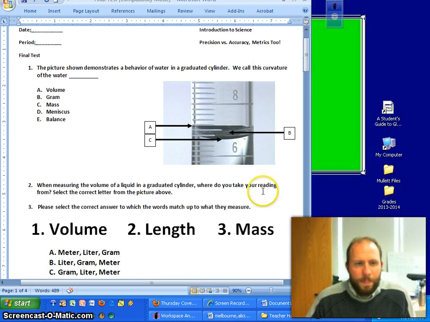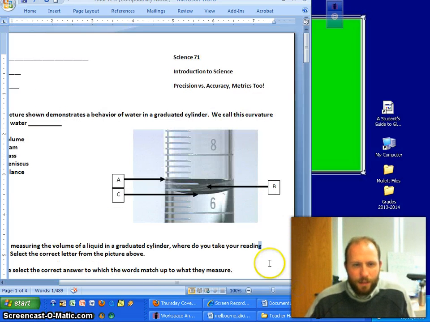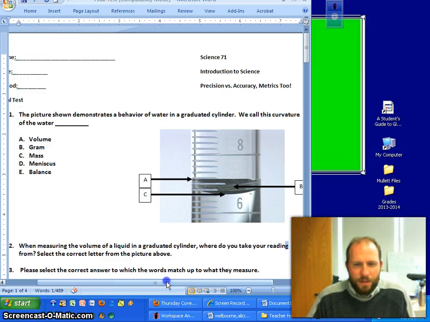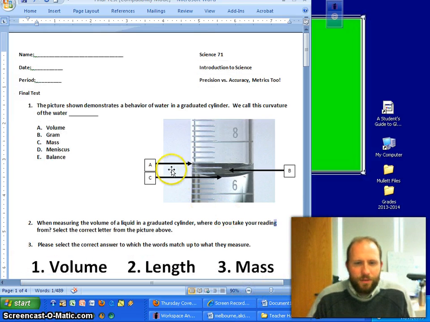Question number 2. When measuring the volume of a liquid in a graduated cylinder, where do you take your reading from? Select the correct letter from the picture above. And so if we look at the options we have here, we do indeed get to see a couple different letters to choose from. We have A, B, and C. C is pointing to the bottom, B in the middle, A to the top.